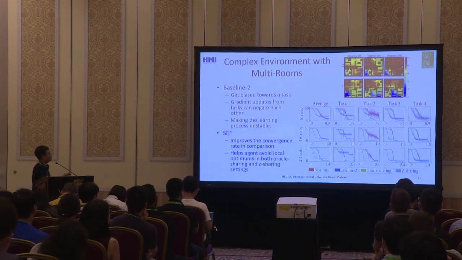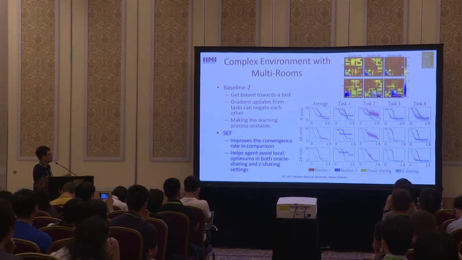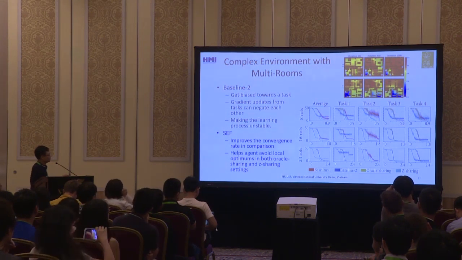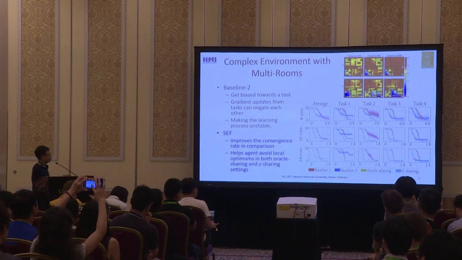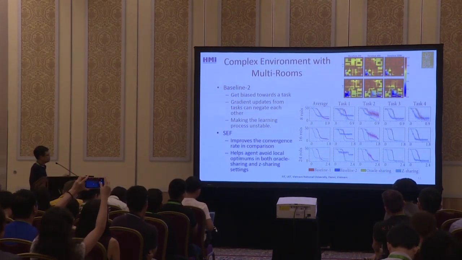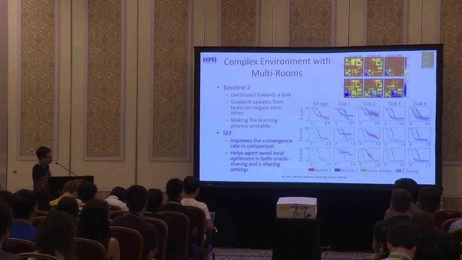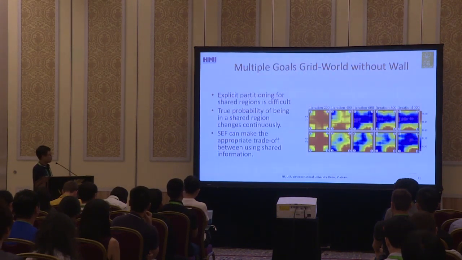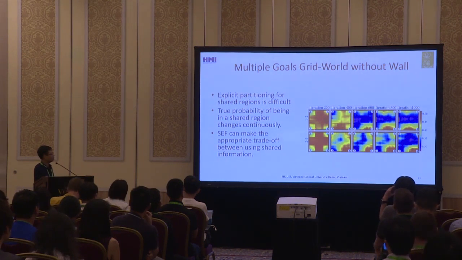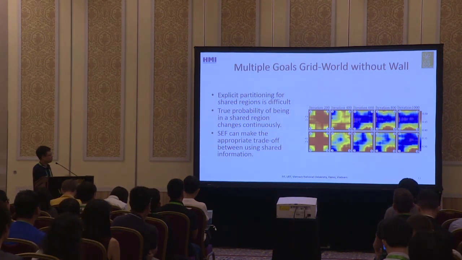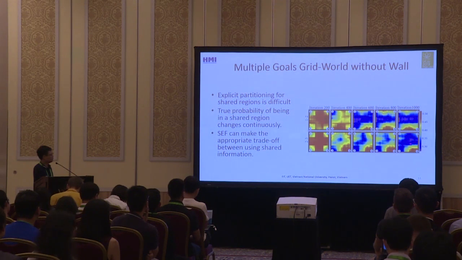For the more complex rooms, we can see baseline two still gets stuck in a local optimum because it has many tasks here, which negate each other. But in our framework, it improves the learning rate and escapes the local optimum here. The last one is the simple configuration, where we would like to know the effect. Here there's no sharing region, but given more time, it still gets a good result.